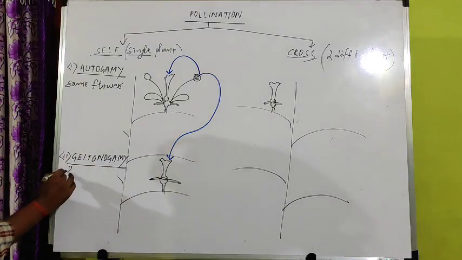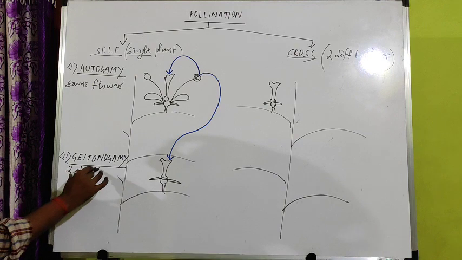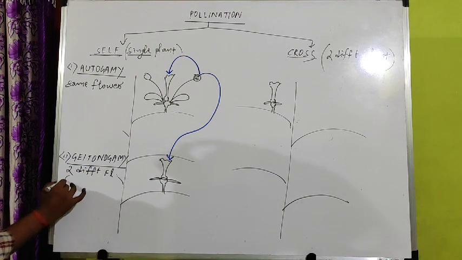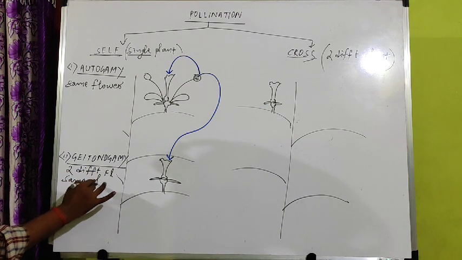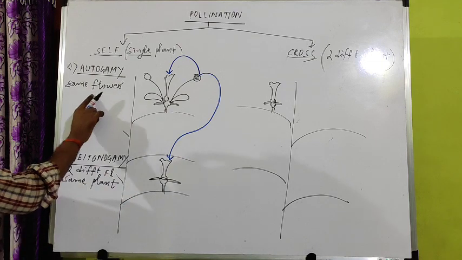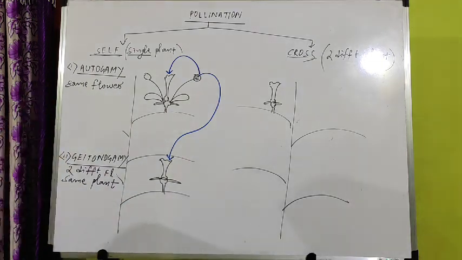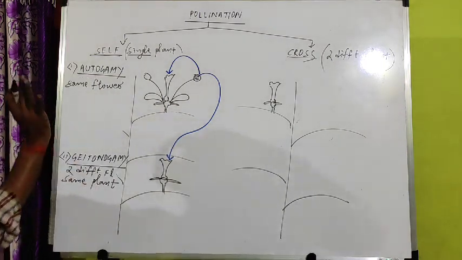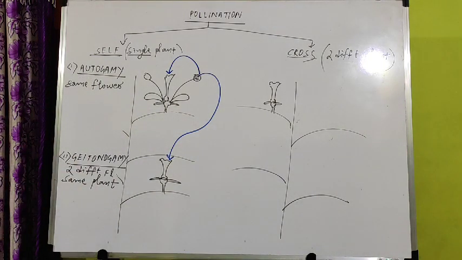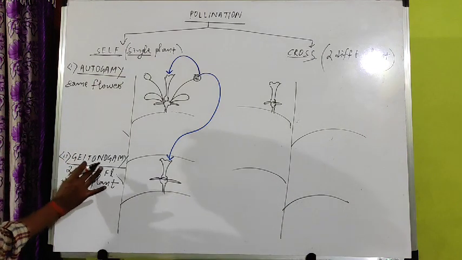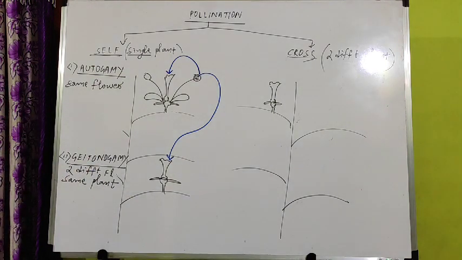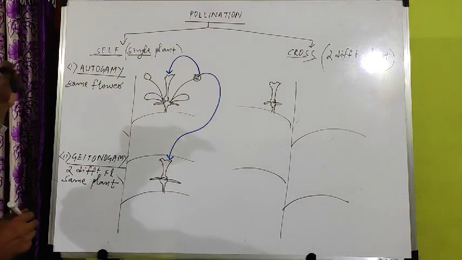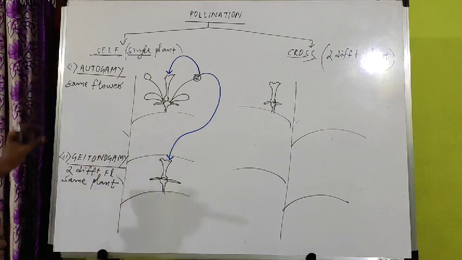So zetonogamy takes place between two different flowers but the same plant. Here I have not written same plant, because same flower means same plant, no need to write it. But here it is two different flowers, same plant. This definition is frequently asked. So what is the difference? If someone asks you to write the difference between autogamy and zetonogamy, both are self-pollination, but what is the main difference?